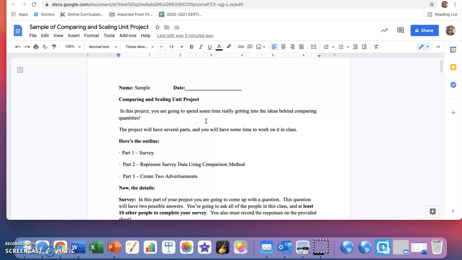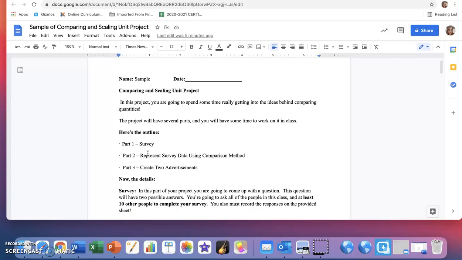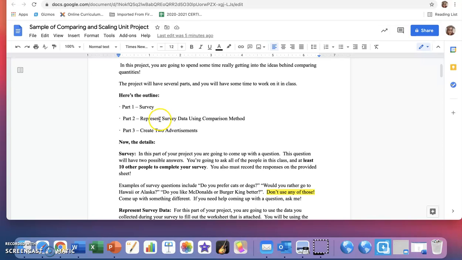And for this project, you're going to spend some time really getting to know the idea behind comparing quantities. We are doing ratios, and this will help you a little bit more to compare ratios. This project, you're going to have 3 different parts, and you are going to be working on this in class. The first part is the survey. So you will be doing a survey, and I will be modeling in class. You're also going to represent your survey data using a comparison method. And then the last part, you're going to create 2 advertisements.